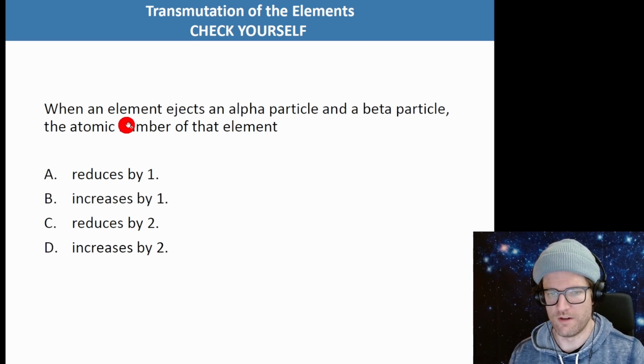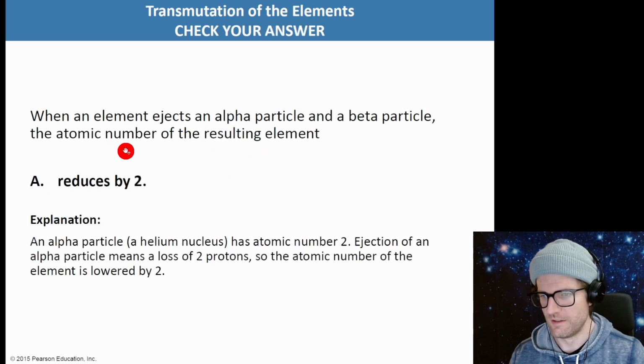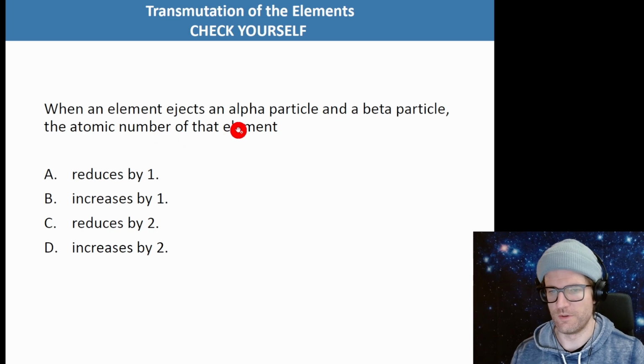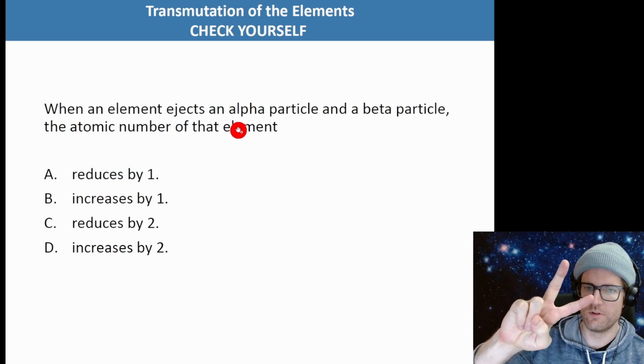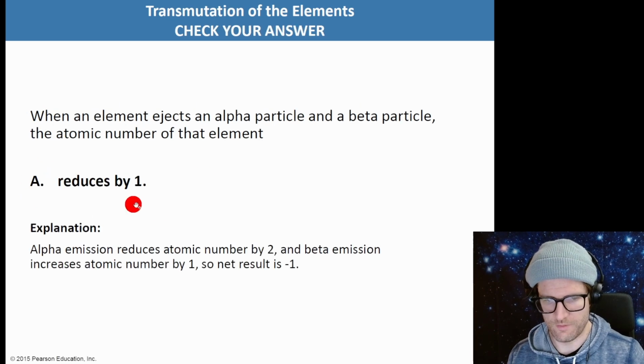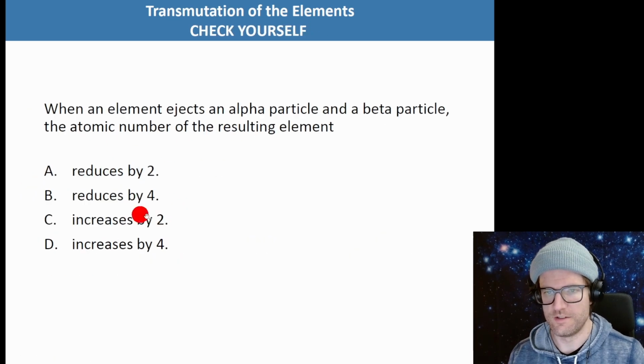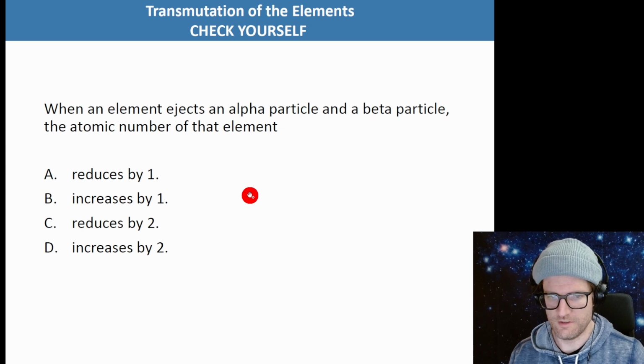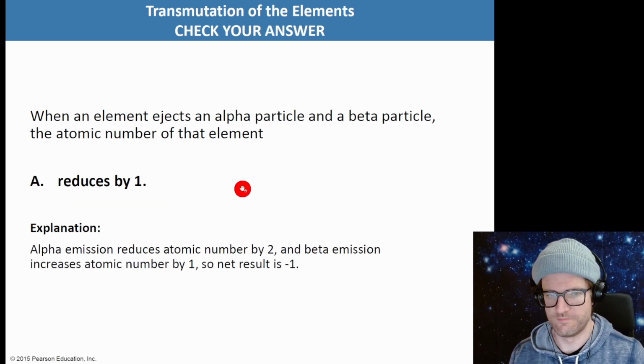Okay, when an element ejects an alpha particle and a beta particle, the atomic number of that element is, well, this sounds like the previous one. So it loses 2 protons, but gains 1 proton, overall reduction by 1. A has got to be it. Okay, so this one is incorrect. And then this one is reduces by 1.